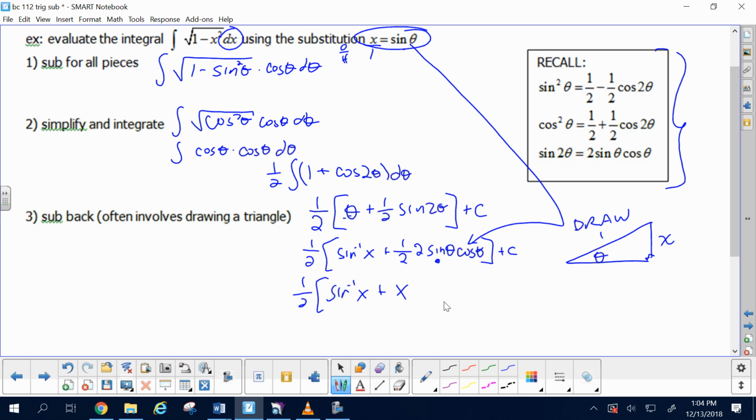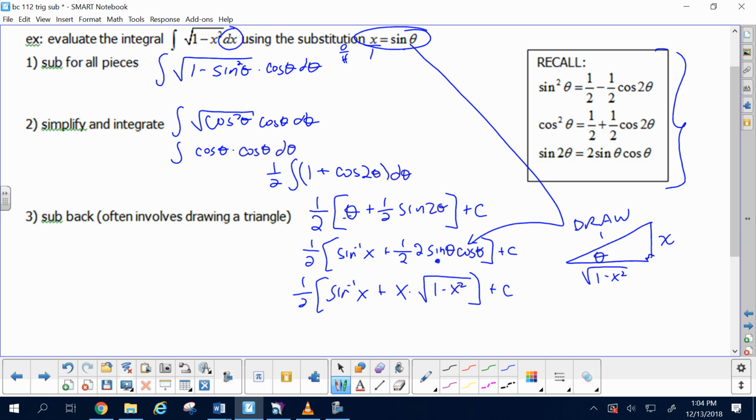Now if I want to find cosine, I need adjacent to hypotenuse. So what is the adjacent side? Square root of 1 minus x squared by virtue of the Pythagorean theorem. So what is cosine theta? Adjacent to hypotenuse: square root of 1 minus x squared. Got it. And that is all she wrote.